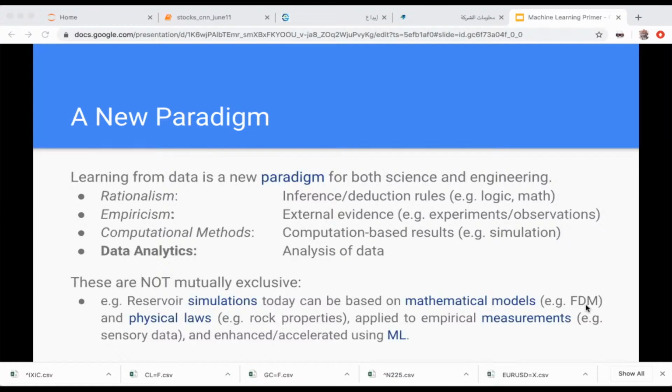Before I move on to the next slide, I want just to highlight an obvious fact. These different paradigms are not mutually exclusive. There are sometimes situations where you would benefit from using all four paradigms together. For example, reservoir simulations today can be based on mathematical models, such as finite difference methods, and physical laws, such as rock properties, applied to empirical measurements, such as sensory data, and accelerated using machine learning. So you can use all of them essentially to tackle an engineering or a scientific challenge.